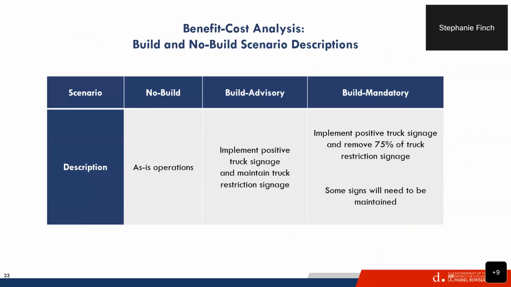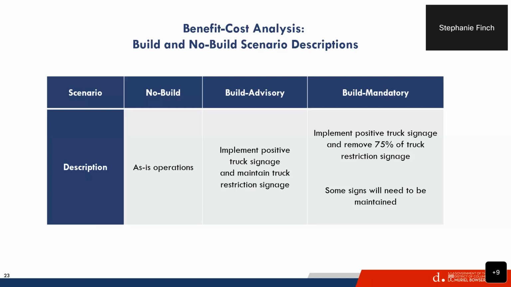So now we'll move into the benefit cost analysis that was conducted for this study. As Lauren mentioned early on, we're looking at two primary, what we call build scenarios in a cost benefit analysis. The goal here is to analyze what are the current operations, that's the as is condition, and compare it against some potential options for a project. So one would be what we call a build advisory network. And in this scenario, the district adopts positive truck signage on its through routes, but it also retains the signage on the current local road restrictions. So it's essentially would be maintaining a double signage system.